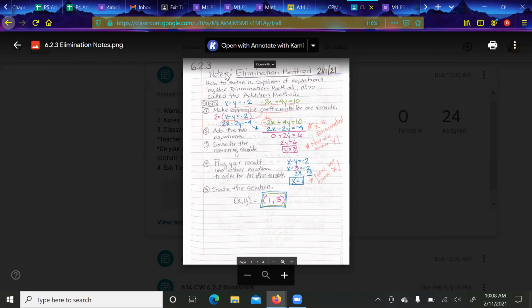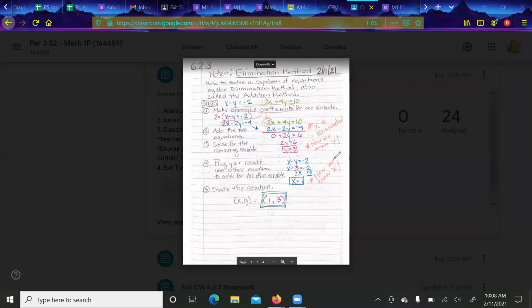And the top says notes, elimination method. So you want to write that down. Today's date is the 11th, 2/11/21, is what it says there. This is from section, I put 623. You know what? Change that to 631. It's actually 631. So I'll get my pen and I'll change that to 631. Okay. And so elimination method is the method that we are learning today. So you're copying this down.